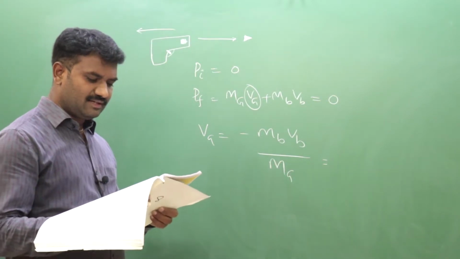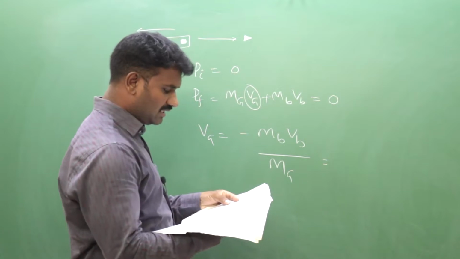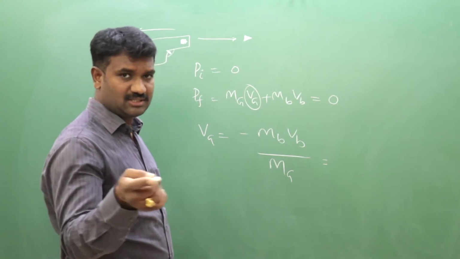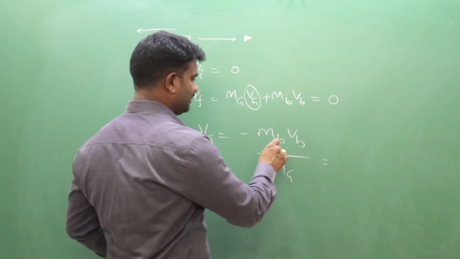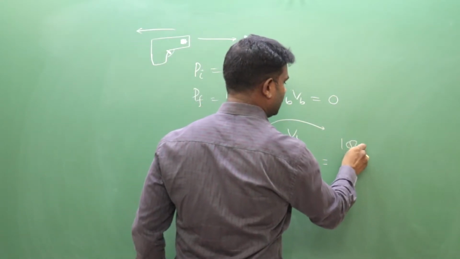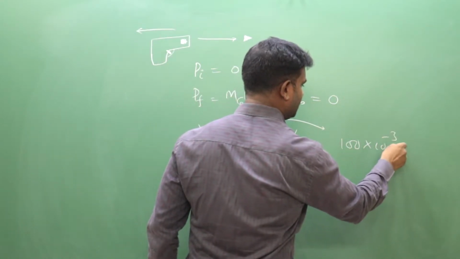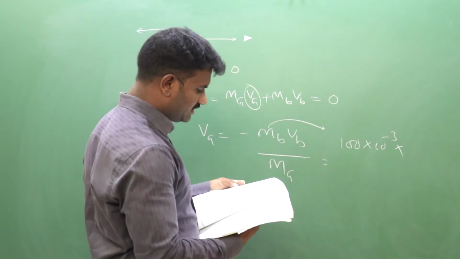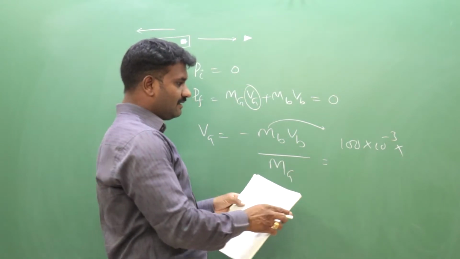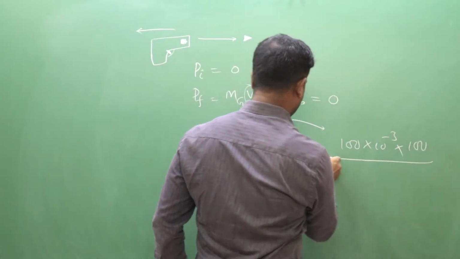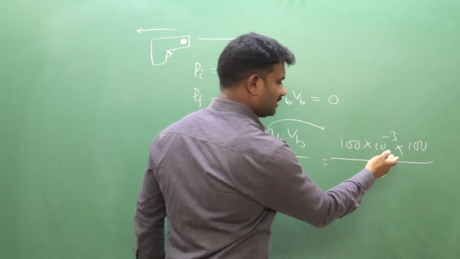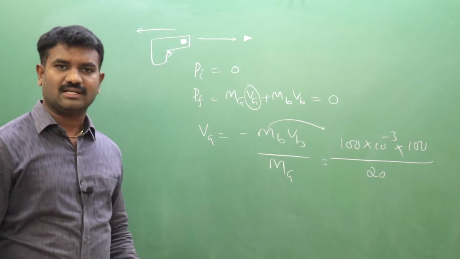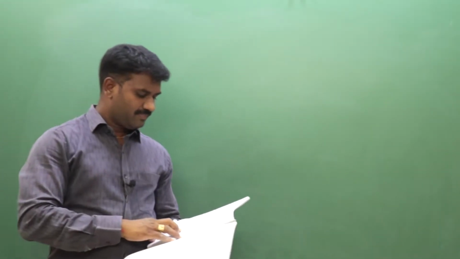Mass of the bullet is given as 100 grams. The answer is given in meters per second, so it should be in the SI system. So 100 grams means 100 into 10 to the power of minus 3 kg, into velocity of the bullet, 100 meters per second, divided by mass of the gun, 20 kg. I am not going to solve this. You solve it, you will get the answer. Look at the next problem.